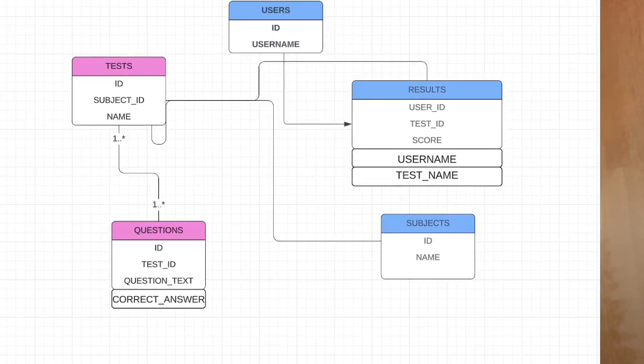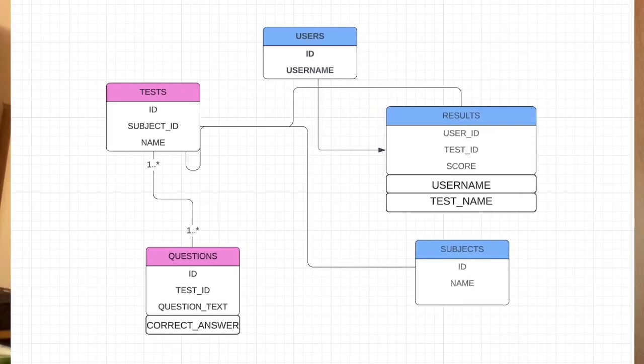To visualize the database structure, here's the entity relationship diagram. The user table represents users in the system. ID is a unique identifier for each user. Username is the name or login ID for the user. A user can take multiple tests, which links to the result table, a one-to-many relationship. The subject table represents subjects or categories like math or science.